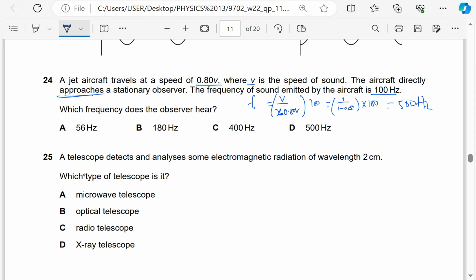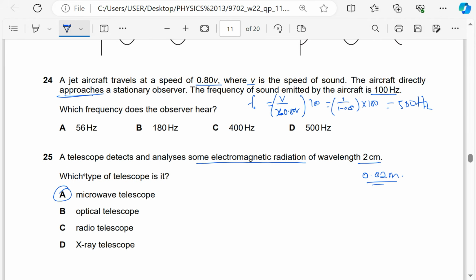A telescope detects and analyzes some electromagnetic radiation of wavelength 2 centimeters. I think 2 centimeters is 0.02 meters. I think this is microwaves, if I'm not mistaken. Which type of telescope is it?